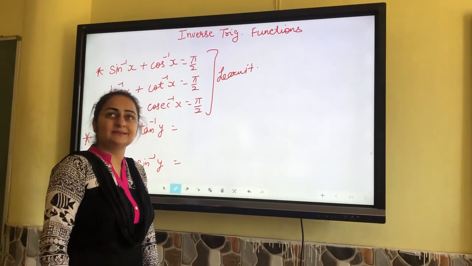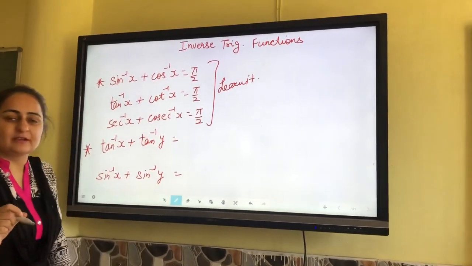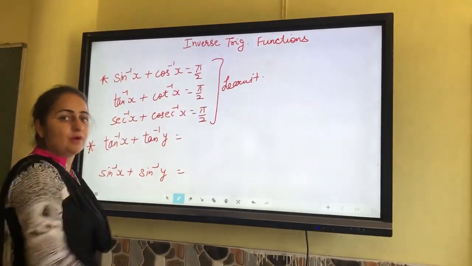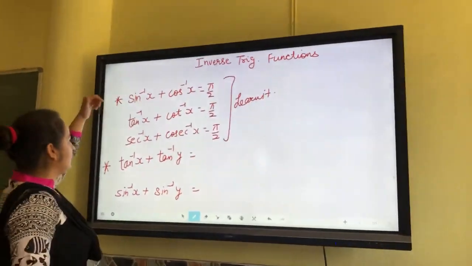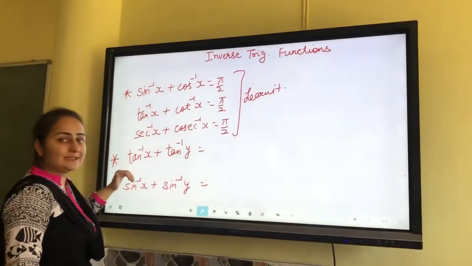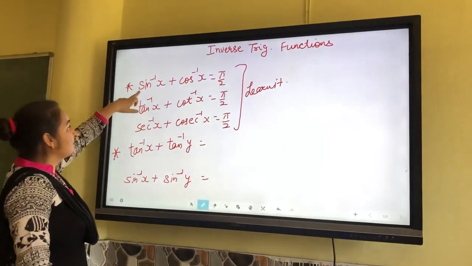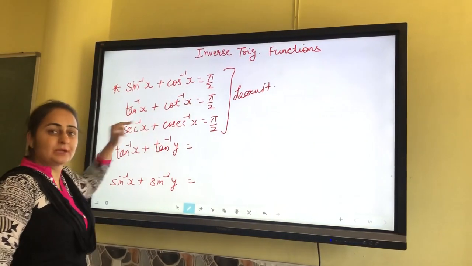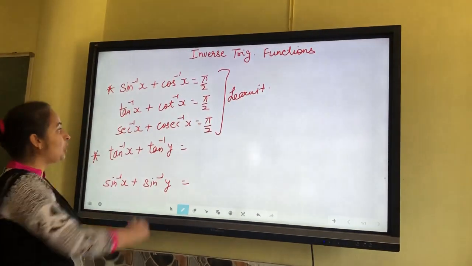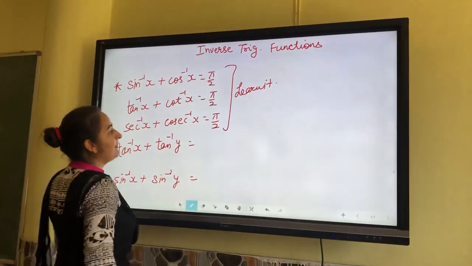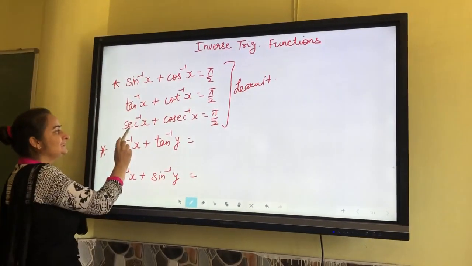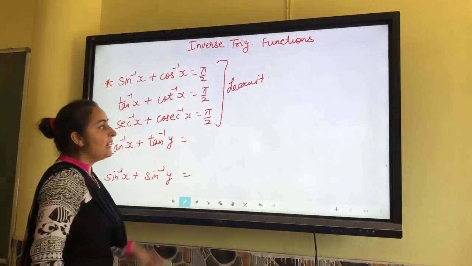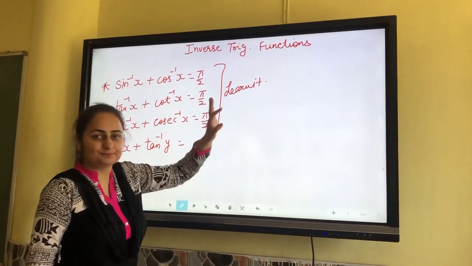Good morning students. Now let's start with the next exercise of inverse trigonometric functions. For this we have some new formulas. The first one is sine inverse x plus cos inverse x is equal to pi by 2. Tangent inverse x plus cot inverse x is again equal to pi by 2, and last is secant inverse x plus cosecant inverse x is equal to pi by 2, and you have to learn it directly.